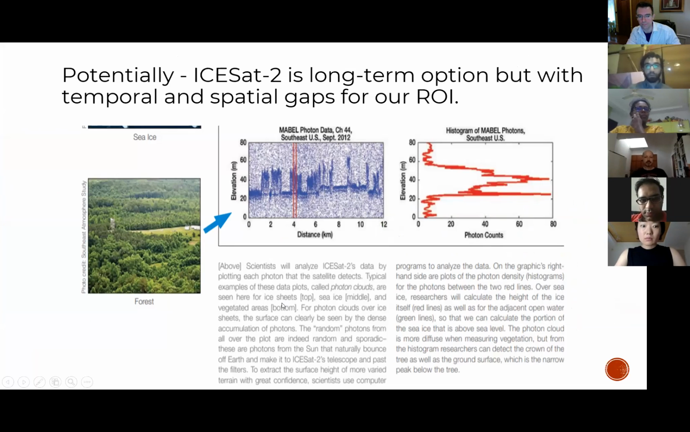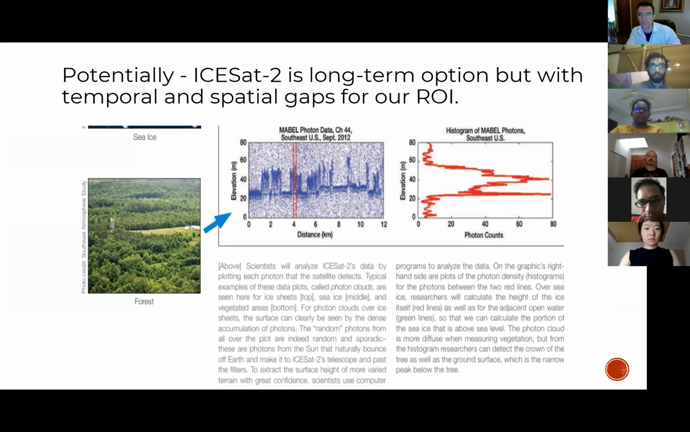So we have promising hopes for ICESat-2. It could potentially help automate our biomass estimates. It's a longer term option, but we foresee temporal and spatial gaps for our region of interest. For example, the satellite sends loads of photons to Earth, and every 70 centimeters a photon returns, but you don't necessarily know where it is.